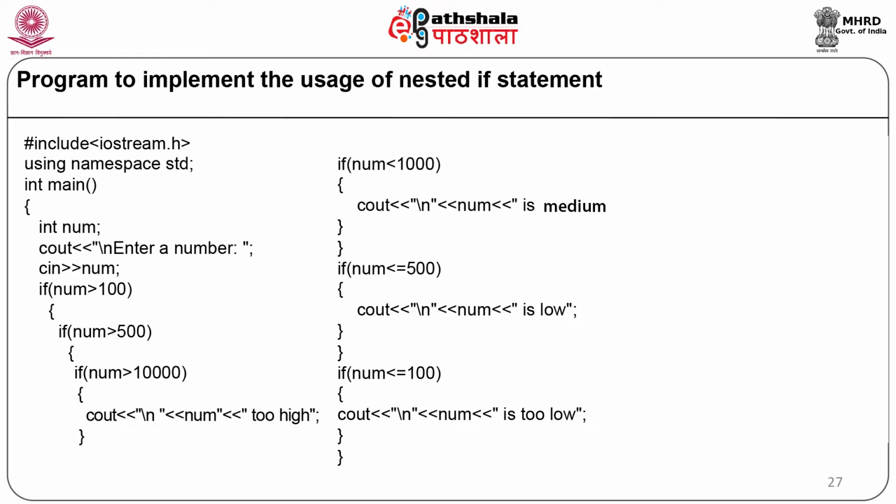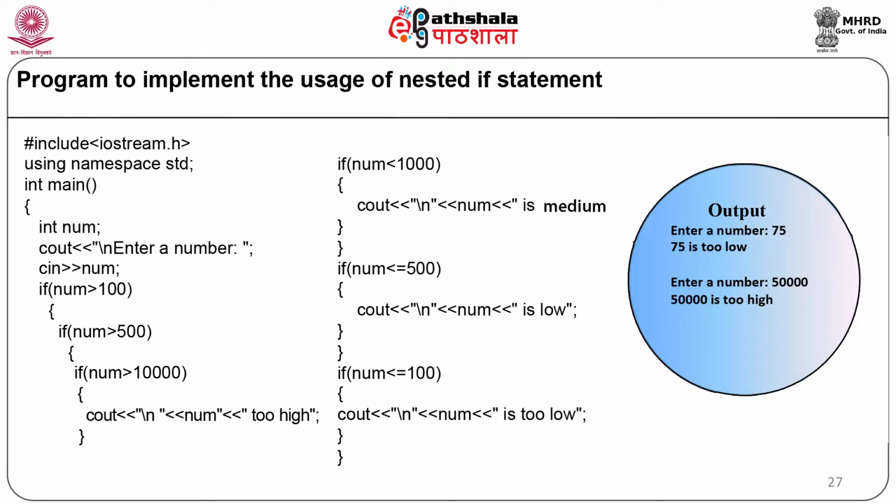So, we are checking the number inside the range, whether it is greater than 10,000, whether it is between 500 to 1000, whether it is less than 500 or whether it is less than 100. So, these are the 4 ranges in which the number is basically checked. When the above code is compiled and executed, it will produce the following result as: enter the number.